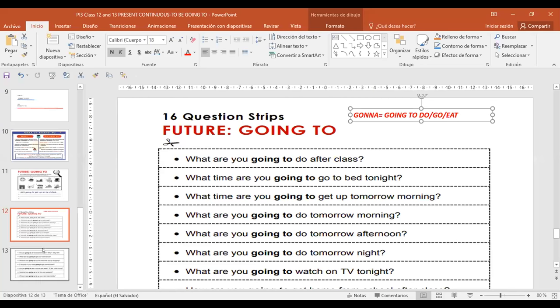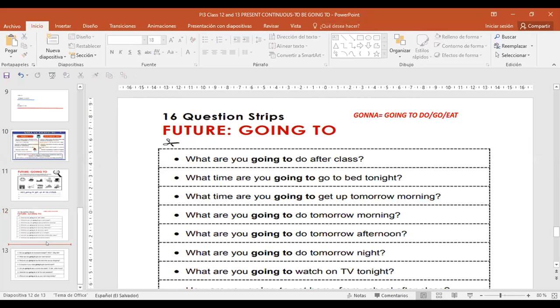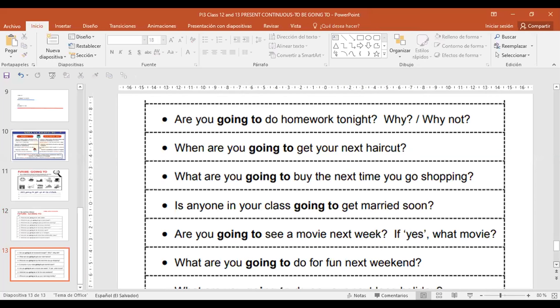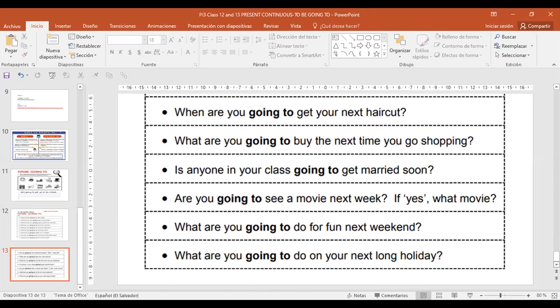Entonces, you need to identify this expression. They are going to say, are you gonna do homework tonight? When are you gonna get your next haircut? What are you gonna buy next time you go shopping? Is anyone in your class gonna get married soon? Are you gonna see a movie next week? What are you gonna do for next weekend, for example? So you need to be ready to identify and to understand.